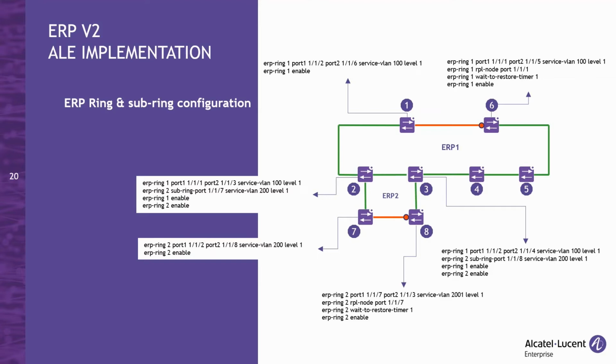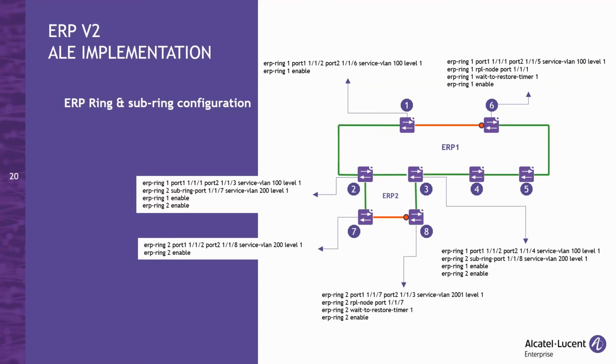In order to configure RPL owner and RPL port, administrator has to add the following command. Under the same ERP ring instance, one of previously defined ring ports would also be defined as RPL node port. In case of ERP ring 1, RPL owner would be node number 6 with RPL port 111. For the ring 2, RPL owner would be node 8 with RPL port 117. Both RPL owners have also configured wait to restore timer for RPL owner to 1 minute.